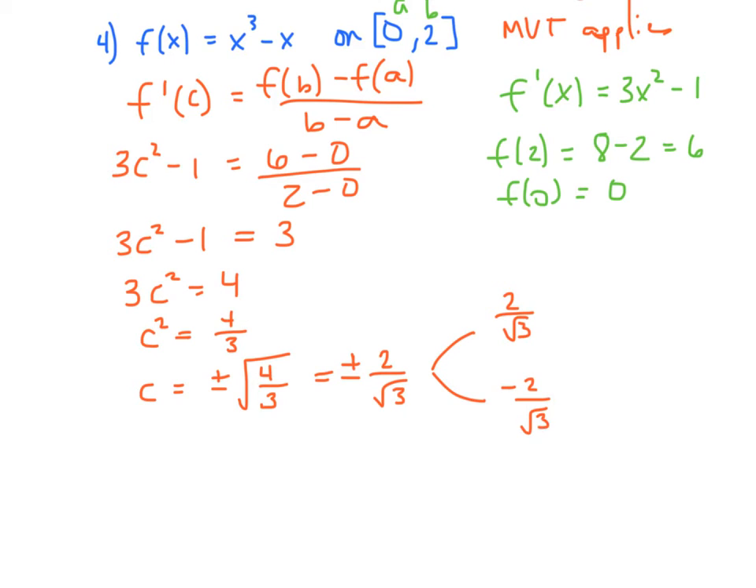I have to ask myself, do both of those fit within the given interval? Well, my given interval was from 0 to 2, so clearly the second one, the negative one, is rejected. Okay, because it's negative. It's not within that interval. All right, now the first one, 2 over radical 3, does that fit? Well, square root of 3 is about 1.7. 2 divided by 1.7, yes, that would fall between 0 and 2. So this one we would go ahead and accept.